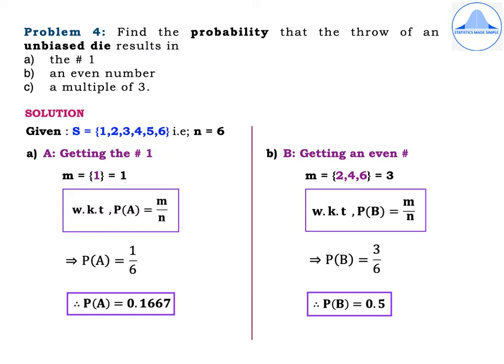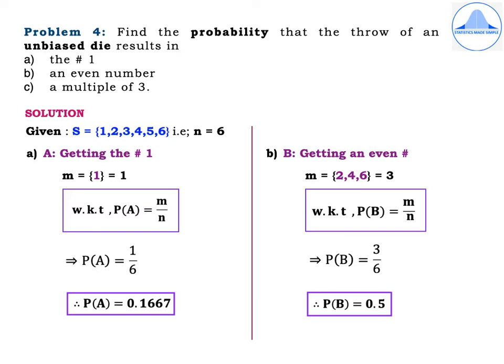Problem 4. Find the probability that the throw of an unbiased die results in first subdivision the number 1, second subdivision an even number, third subdivision a multiple of 3. So let's start with the solution. Write down the sample space first. Given S is equal to {1, 2, 3, 4, 5, 6}, the total number of outcomes in this sample space is 6. That means n is equal to 6.